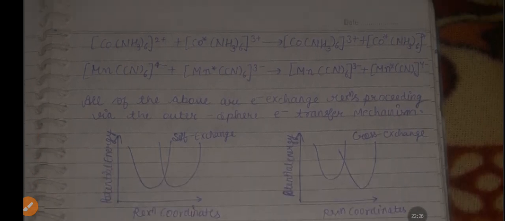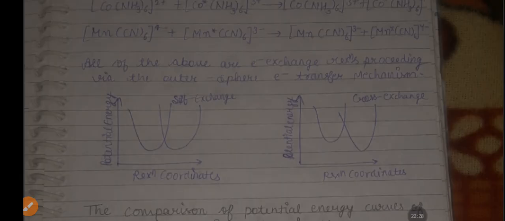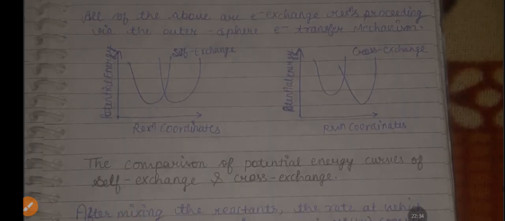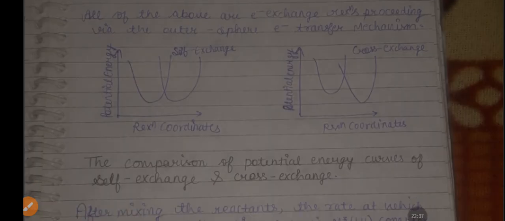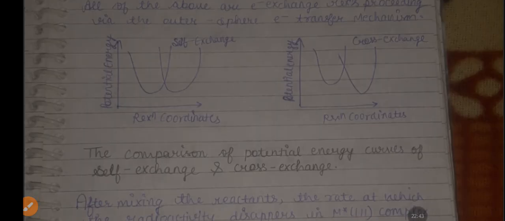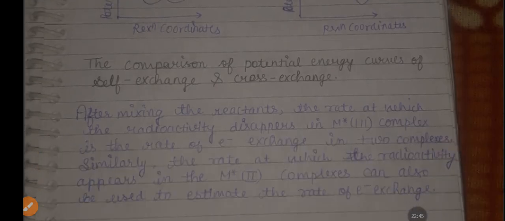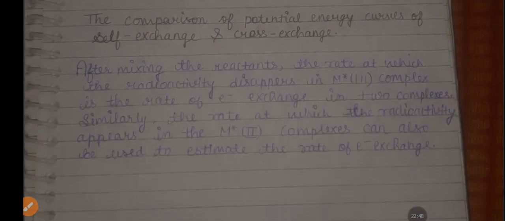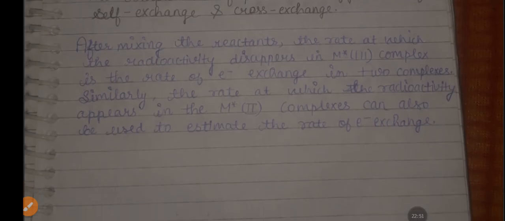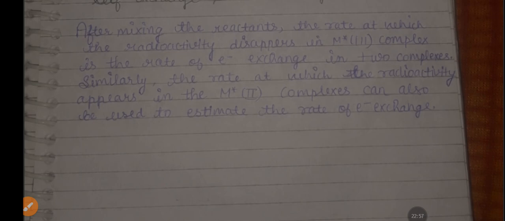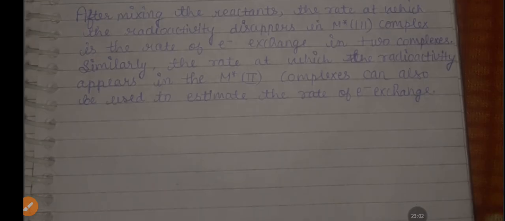Similarly, there are cobalt and manganese reactions; all of the above electron exchange reactions proceed via the outer sphere electron transfer mechanism. These two graphs are between reaction coordinates and potential energy. The first shows self-exchange and the second shows cross-exchange, a comparison of potential energy curves of self-exchange and cross-exchange. After mixing the reactants, the rate at which the radioactivity disappears in the M* 3+ complex is the rate of electron exchange in the two complexes. Similarly, the rate at which the radioactivity appears in the M* 2+ complex can also be used to estimate the rate of electron exchange.